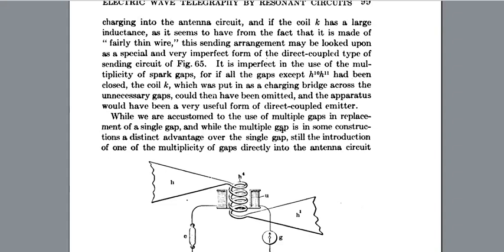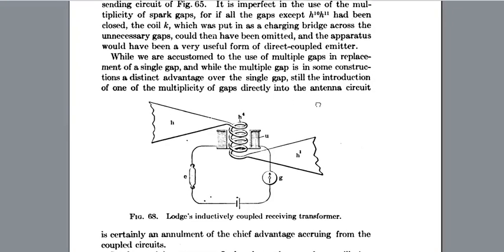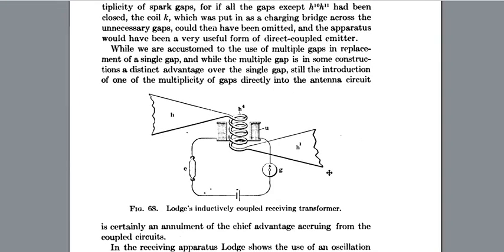While we are accustomed to the use of multiple gaps in replacement of a single gap, and while the multiple gap is in some constructions a distinct advantage over the single gap, still the introduction of one of the multiplicity of gaps directly into the antenna circuit is certainly an annulment of the chief advantage accruing from the coupled circuits.